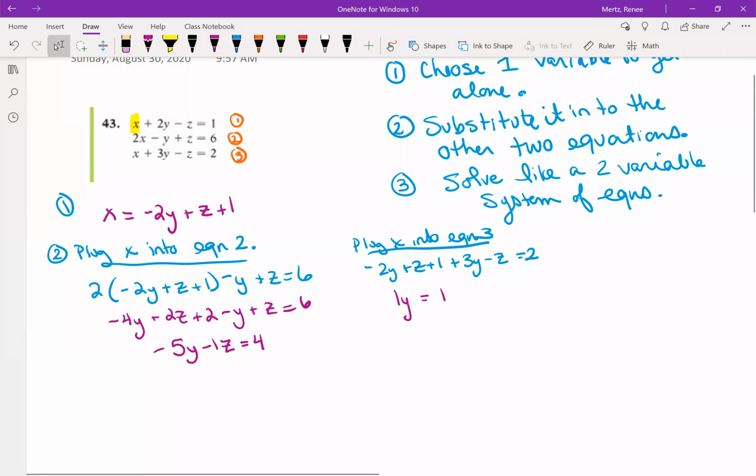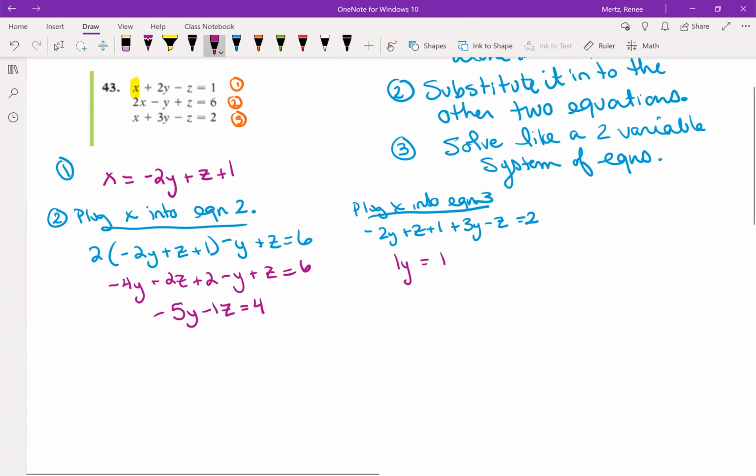So step 3, we're going to solve now like a 2 variable system. I would usually have to get one alone, but because that eliminated so nicely, I don't have to. So y equals 1, I'm going to take it to this equation, plug in y equals 1. I get negative 5 minus 1z equals 4. I'm adding 5.